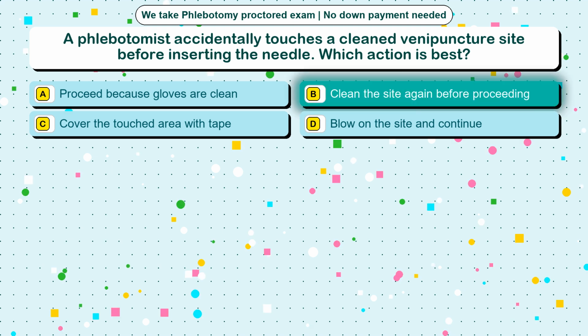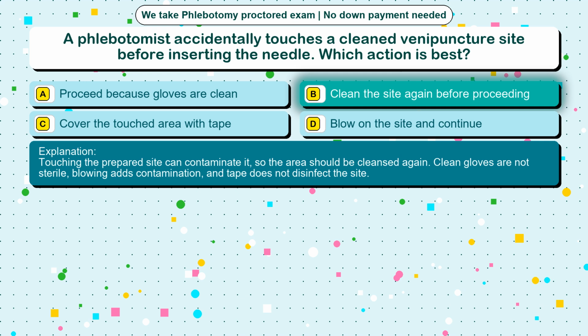The correct answer is option B. Clean the site again before proceeding. Touching the prepared site can contaminate it, so the area should be cleansed again. Clean gloves are not sterile, blowing adds contamination, and tape does not disinfect the site.